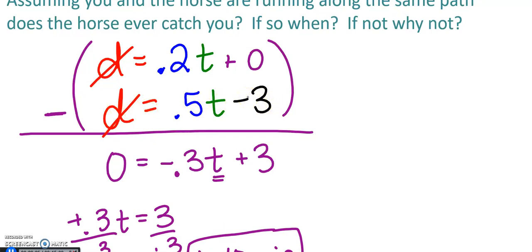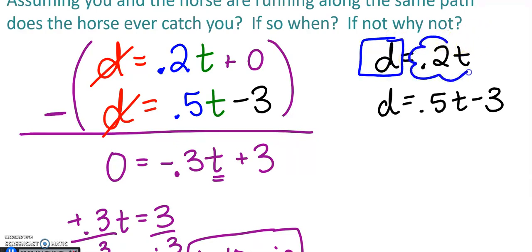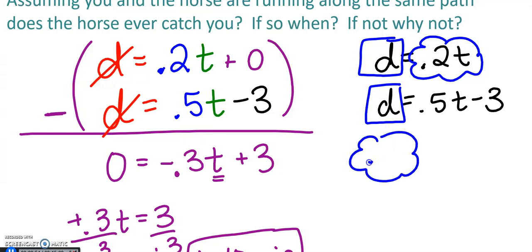So the other method is if I start with d equals 0.2t and d equals 0.5t minus 3. Another way to solve this is using substitution. Substitution is when you isolate one variable. So here I have d isolated, and that variable is equal to 0.2t, which means in this equation where I see d for distance, I can replace it with 0.2t. I am substituting in one variable for how it relates with time.